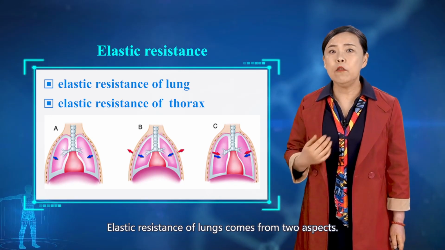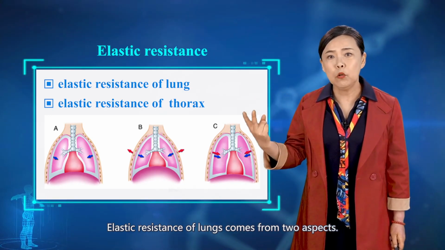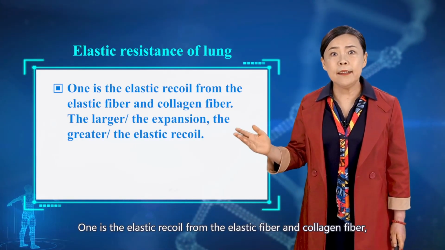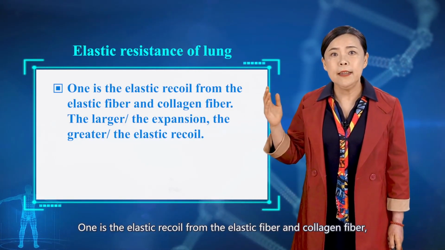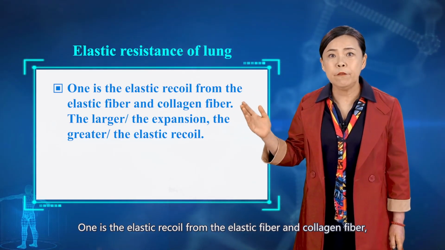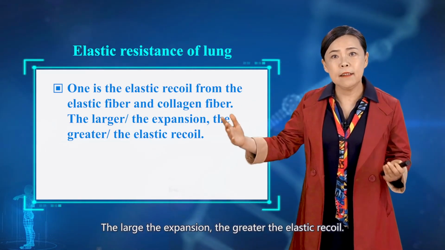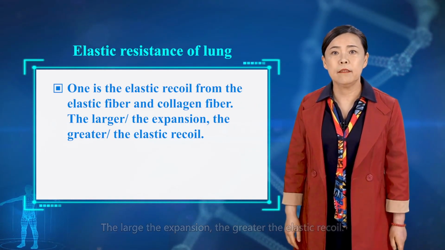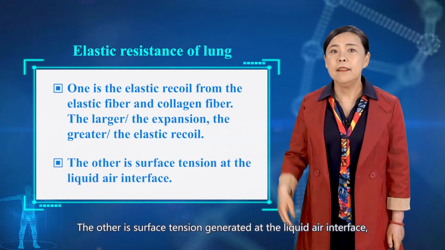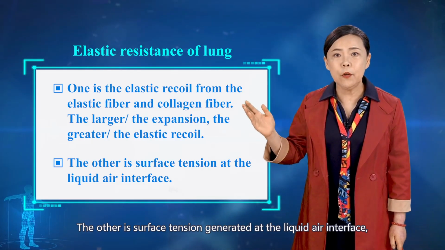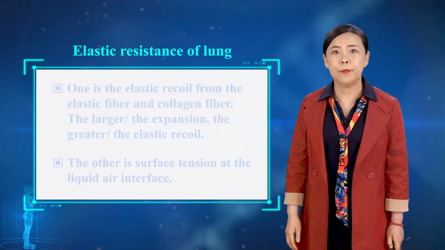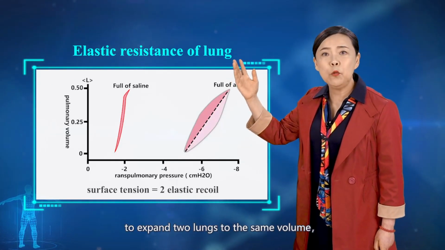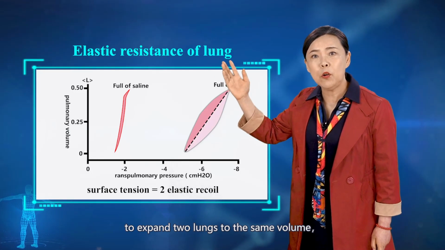Elastic resistance of lungs comes from two aspects. One is elastic recoil from the elastic fiber and the collagen fiber. The larger the expansion, the greater the elastic recoil. The other is the surface tension at the liquid-air interface. Look at this picture. Expand the two lungs to the same volume.